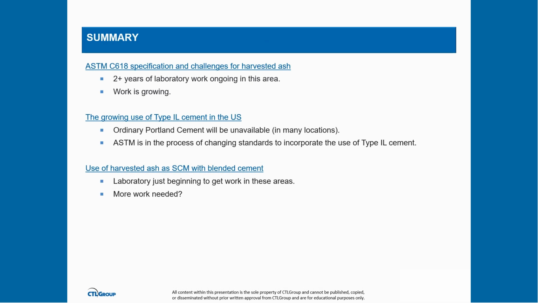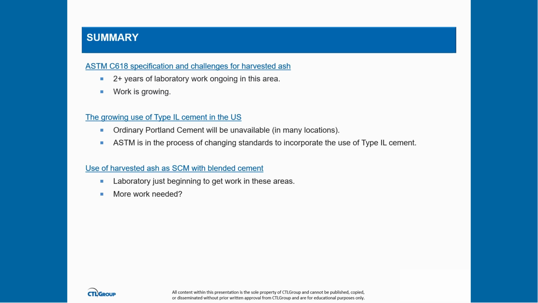Summary, we saw about the ASTM C618 specification and harvested ash, and the challenges for harvested ash. So we have been getting laboratory work in this area for the last 2 years, and it's continued to grow. And regarding the type 1L cement, the ordinary Portland cement is not going to be available, and most of the US cement manufacturers are already converted from type 1/2 cement to type 1L cement. And ASTM is also in the process of changing all their standards to incorporate the use of type 1L cement.